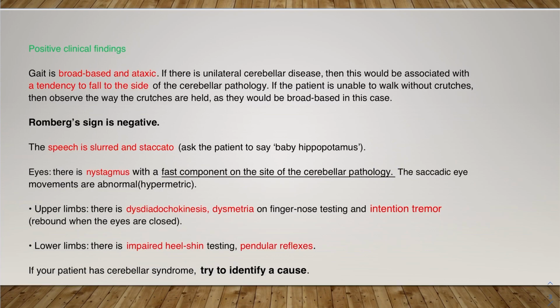Moving on, once you do the upper limb examination, you will be looking for dysdiadochokinesis. There will be dysmetria on finger-nose testing and intention tremors. And there'll be rebound when the eyes are closed. Same findings you'll find for the cerebellar syndrome. In the lower limbs, there may be impaired heel-shin testing and pendular reflexes. So remember that if the patient has a cerebellar syndrome, this is just your findings. You like to look for the cause. Why does this patient have these cerebellar symptoms?